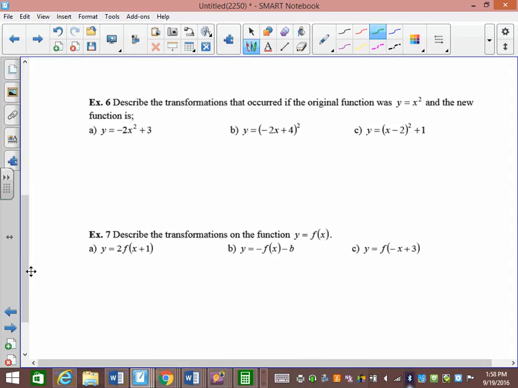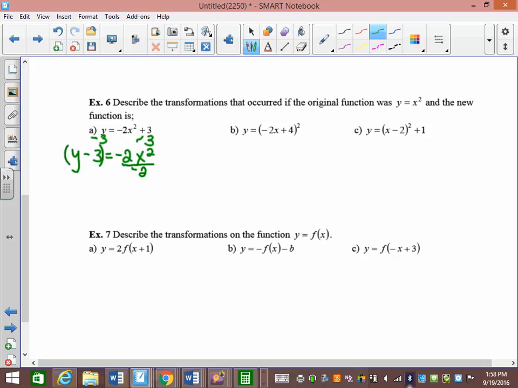We have more. So what I told you to do is always do everything that's not with the x over to the y side, right? So the only thing on this one that's with the x right now is the x squared. The first thing I'm going to do is subtract that 3 over. So I'm going to get y minus 3 equals negative 2x squared. Then I'm just going to divide by negative 2.